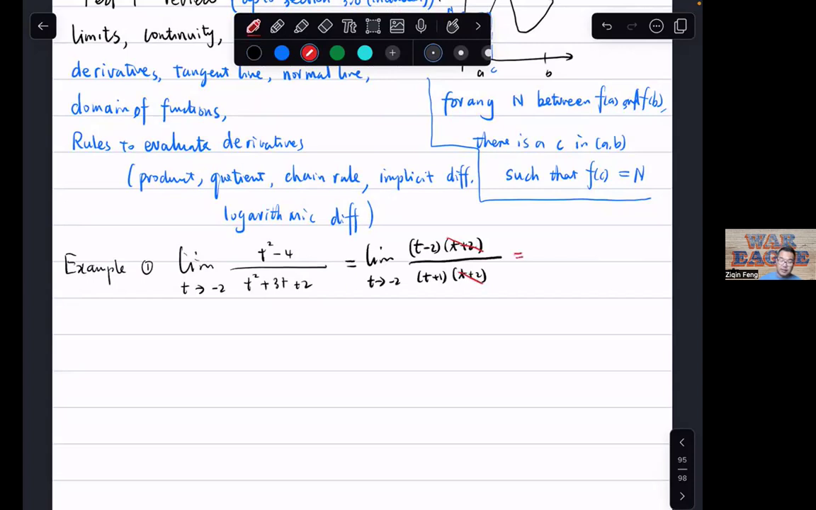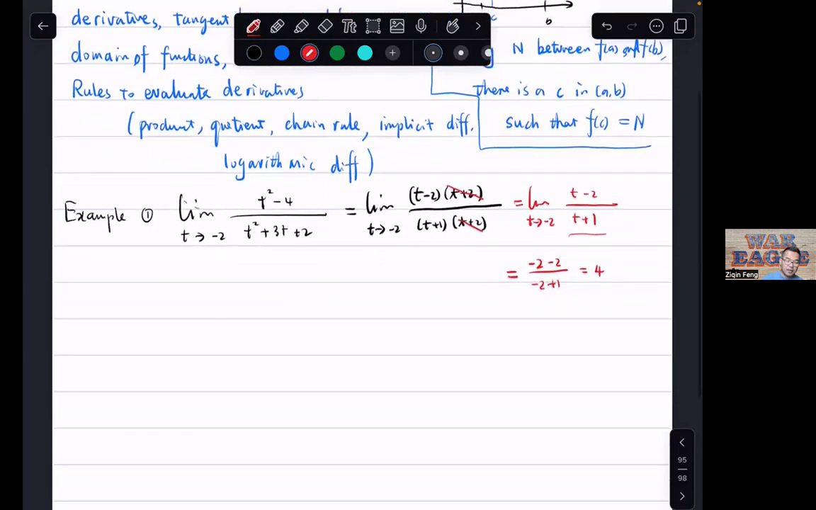Now this is the same as the limit as t goes to -2 of (t minus 2) over (t plus 1), right? We know that for a rational function, the function is always continuous as long as the number is in the domain. The domain of this function is everything but -2. So we can plug in -2 because the function is continuous at -2. So this is (-2 minus 2) over (-2 plus 1). So this is equal to 4, right? So that's the limit of such a function.